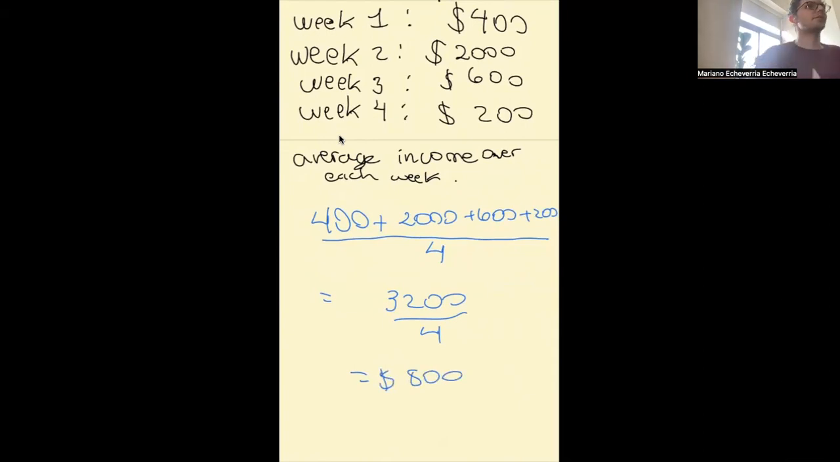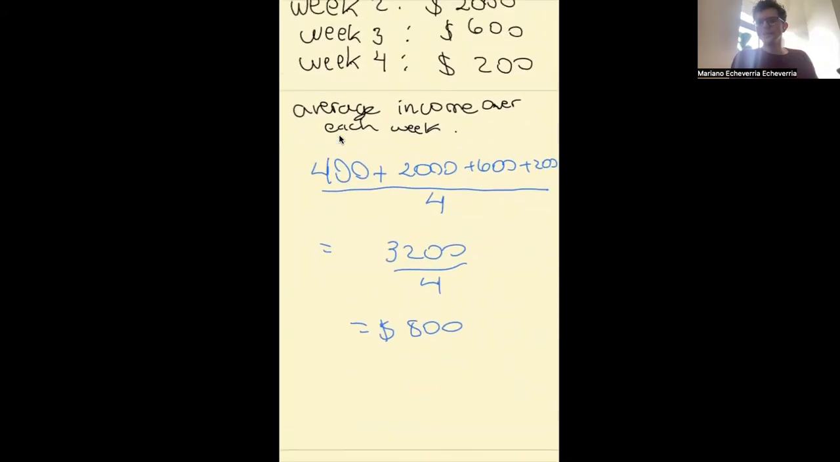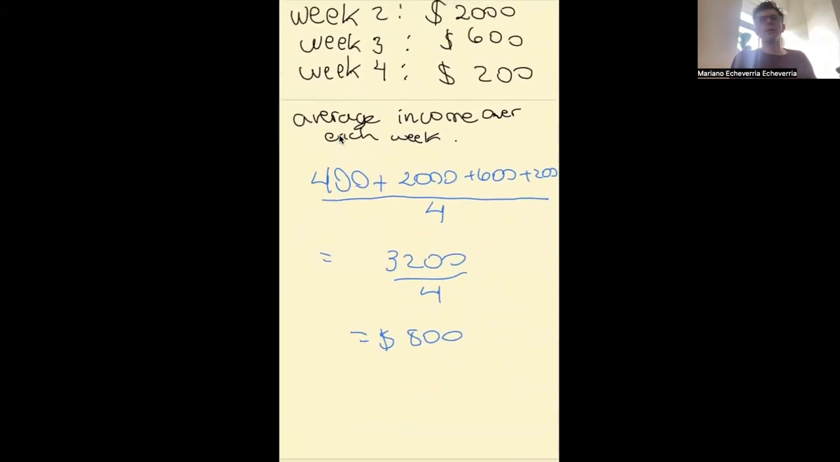So that means if someone had made $800 each week, by the end of the period they would have made the same amount of money as you, right? Is that making sense so far? Is that okay up to now?